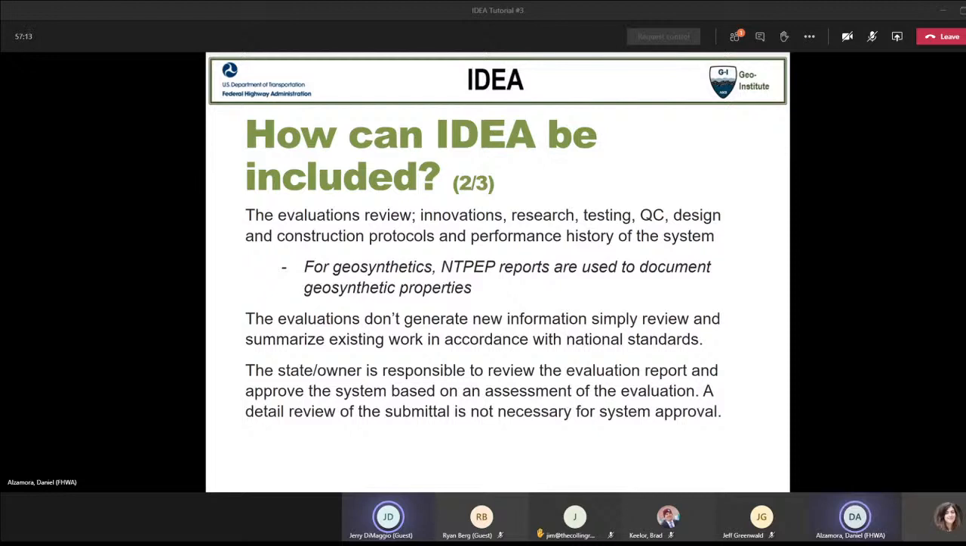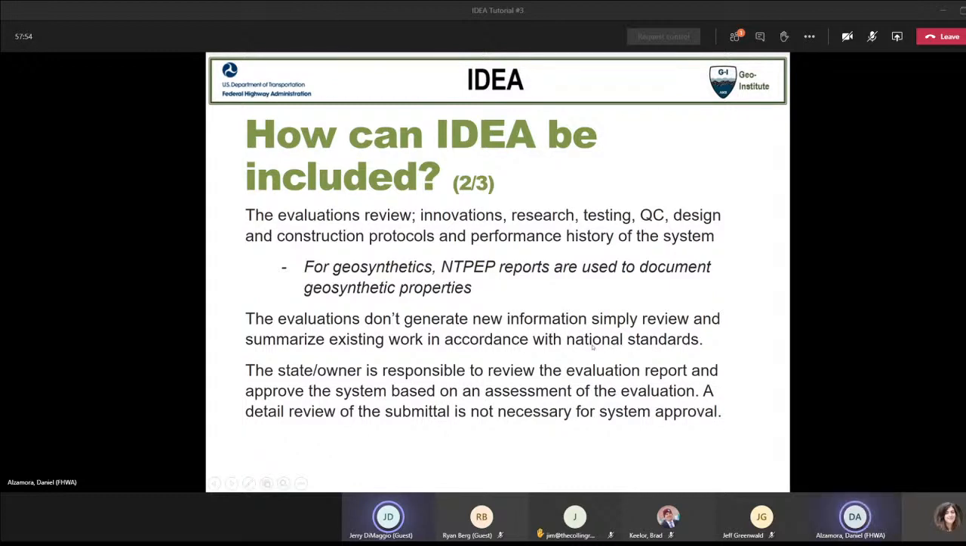So how can IDEA be included? The evaluations, the innovations, all of that information is really recorded in these submittals. It's just like it was for a high-tech submittal. And I want to stress again, the performance bar here is being evaluated. Also, it's being evaluated in the context of the AASHTO bridge design and construction specifications. And for geosynthetics, the NTPEP reports are used to document the geosynthetic properties. For the evaluations, as I've repeatedly, and Daniel has mentioned as well, we don't generate new information. We're simply reviewing what's being provided.